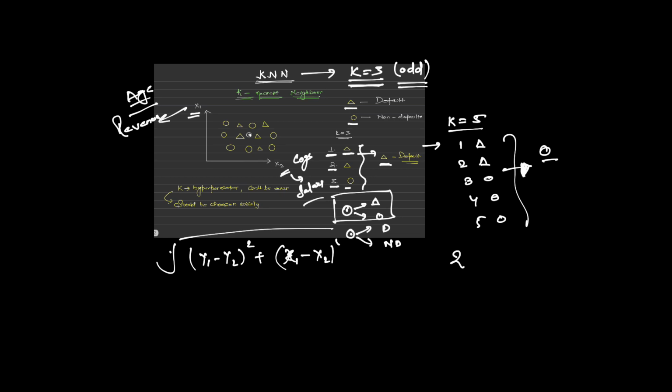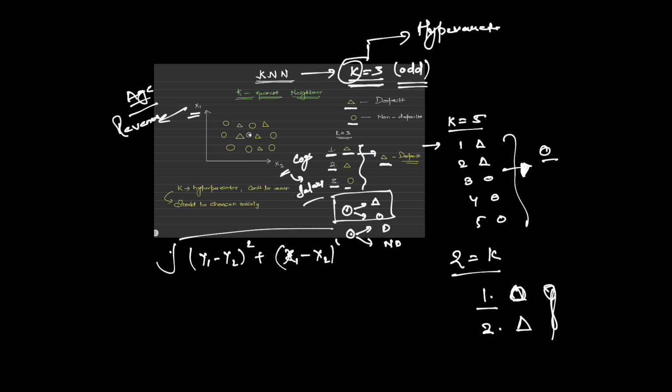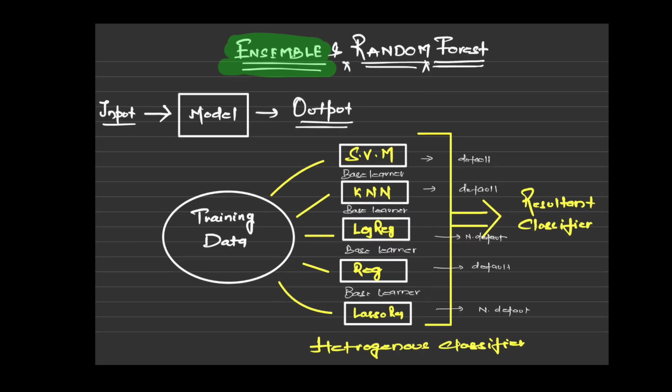For example, you take k as 2, then the first data point came nearest to the circle, and the second came nearest to the triangle. Now you cannot decide whether it is a triangle or a circle, because the first two nearest data points are a triangle and a circle. So you cannot decide. Therefore, it is necessary that this k that you decide, which is a hyperparameter, has to be an odd number. It cannot be an even number. So that is k nearest neighbor.